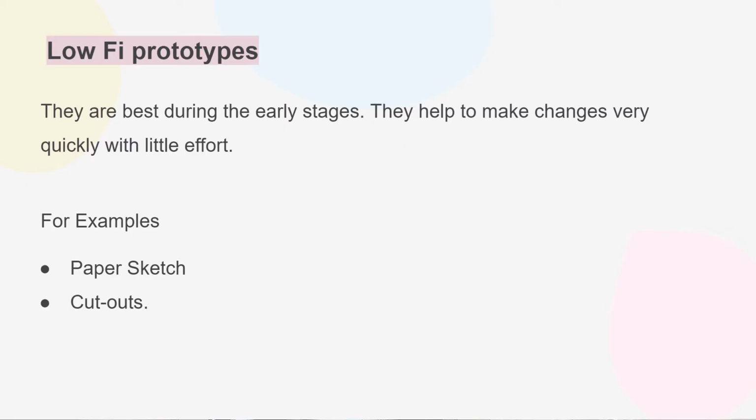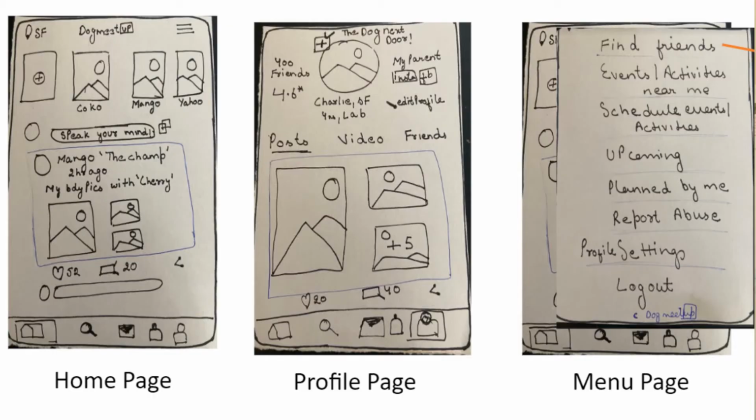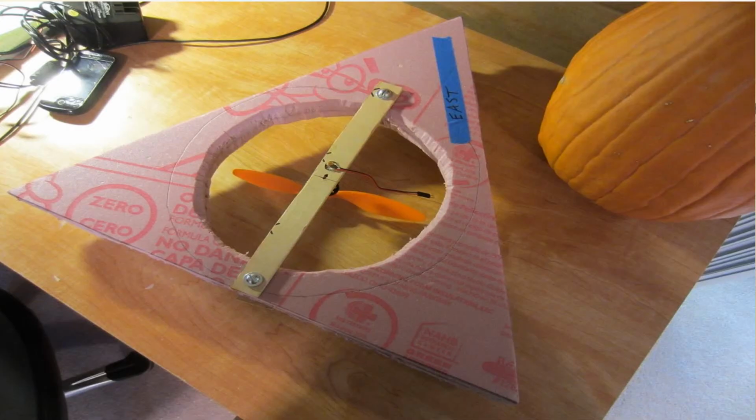Low fidelity prototypes are best used during the early stages. They help to make changes very quickly and very fast. Some examples of low fidelity prototypes are paper prototypes that you can see on the screen, or cutouts. Here you can see that I have created a paper prototype of one of my UX design projects, an application that I designed. And here you have a cutout of a hovercraft. It is simply made up of a wooden stick, plastic, and cardboard.